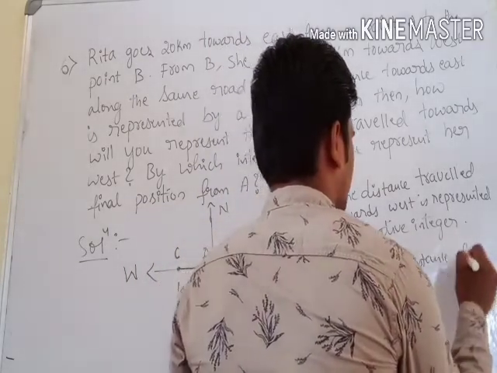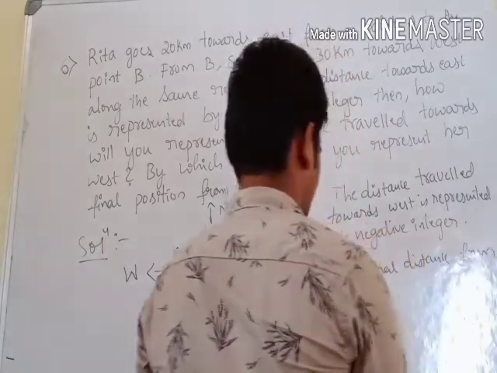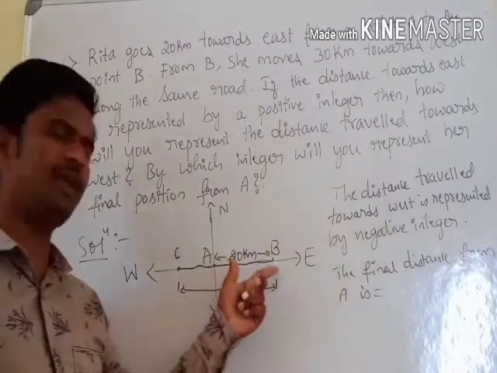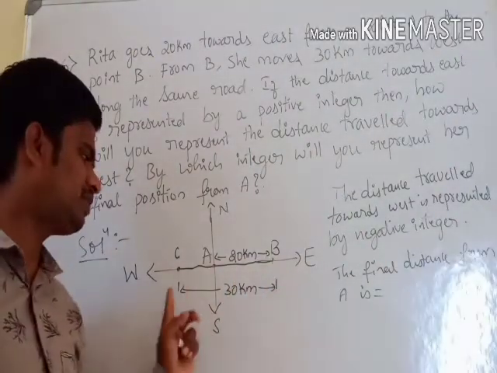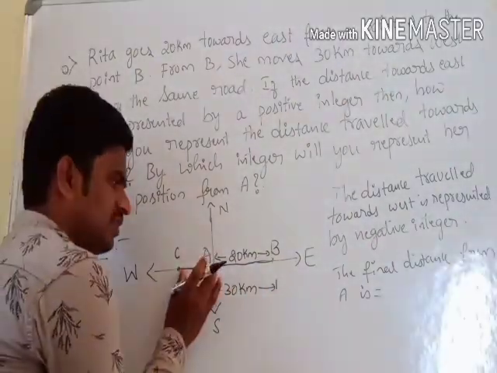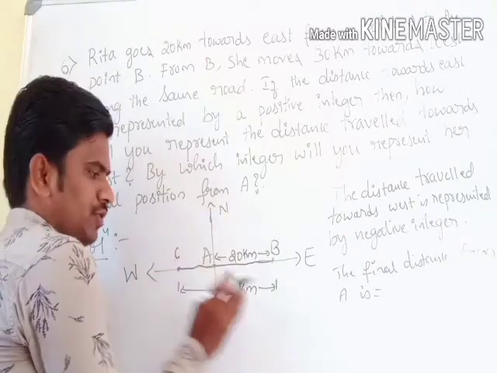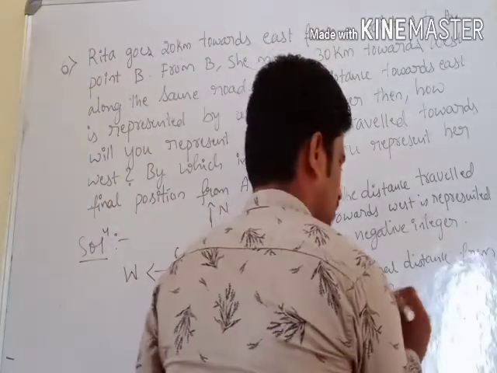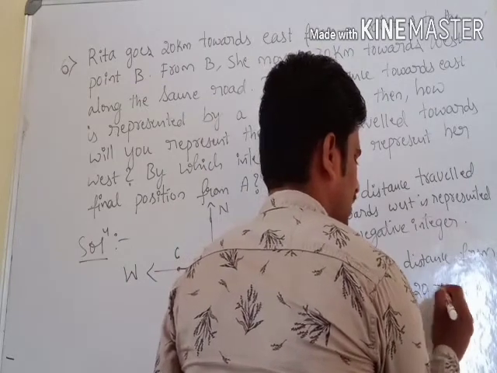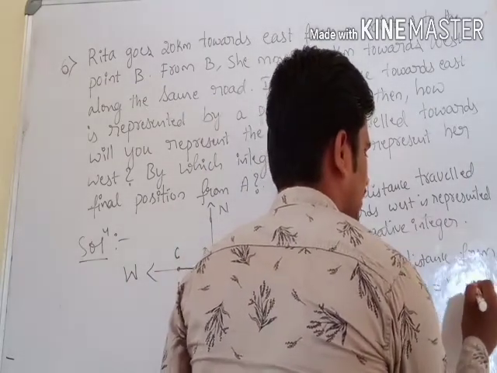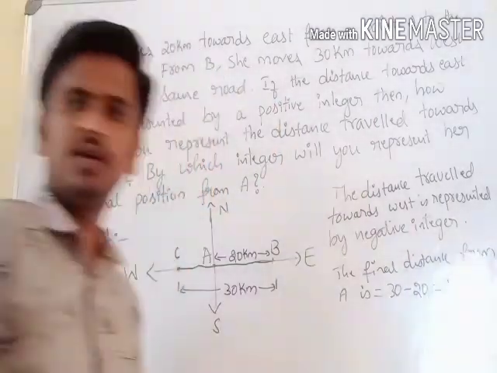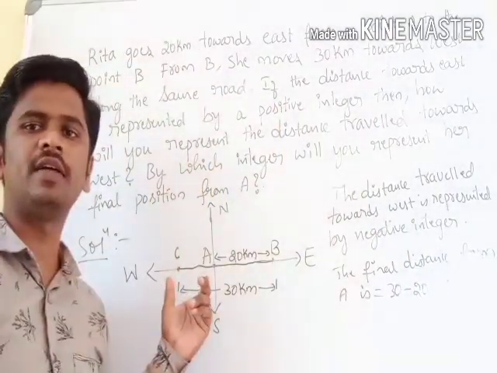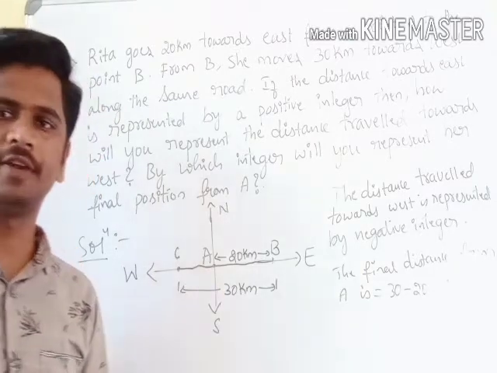The distance from A is equal to, here from A to B 20 km, from B to C 30. Then what is the distance from A to C? So here 30 minus 20, that is nothing but 10 kilometer. Okay, that is the solution. Here from A to C is how much kilometer? That is 10 kilometer.